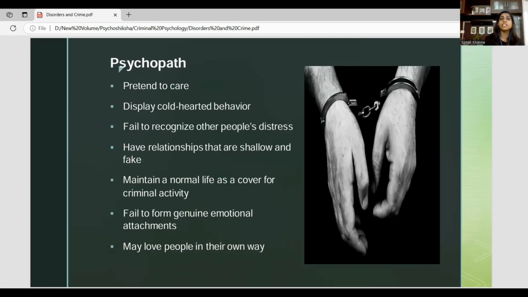Psychopaths, on the other hand, pretend to care, display cold-hearted behavior, fail to recognize other people's distress, have relationships that are shallow and fake, maintain a normal life as a cover for their criminal activity, and fail to form genuine emotional attachment, though they may love people in their own way. Psychopaths, I've already told you that they maintain a very regular life, because they plot, and nobody ever gets to know that this person can ever commit a crime. So The Hard is a very good web series to understand the concept of psychopathy.